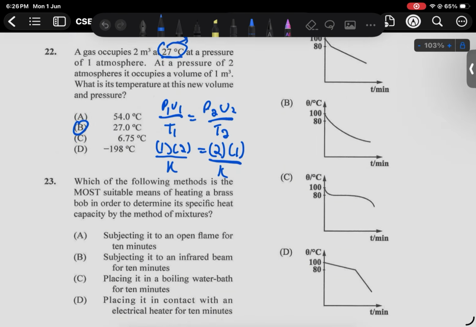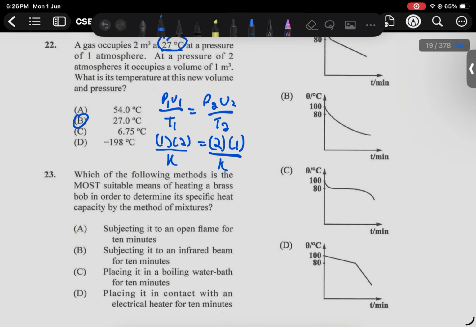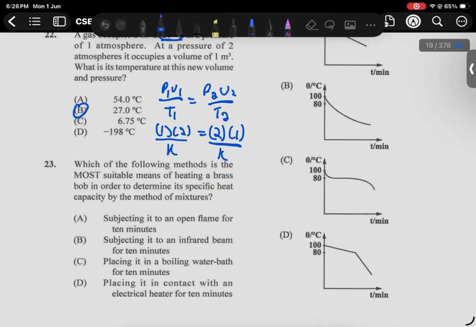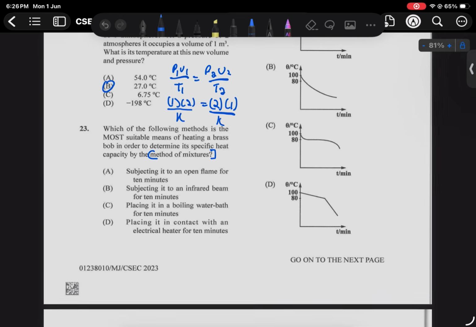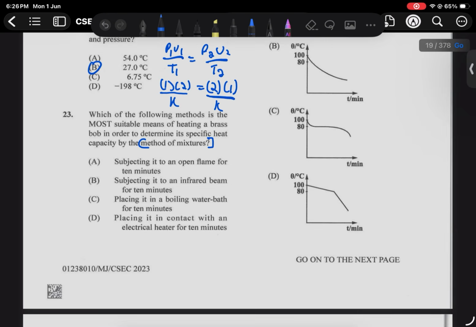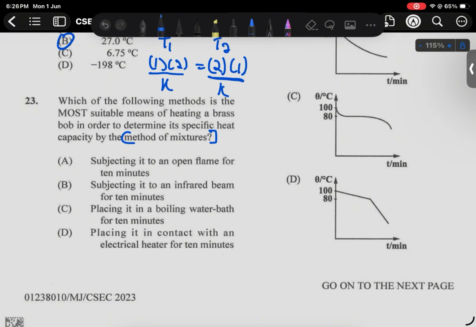Which of the following methods is the most suitable means of heating a brass bulb in order to determine the specific heat capacity by the method of mixtures? So heat energy gained will be equal to heat energy lost. So this will result in heat loss, also heat loss. Placing it in a boiling water bath for 10 minutes, yes.